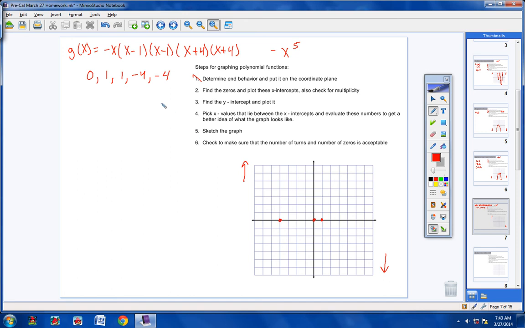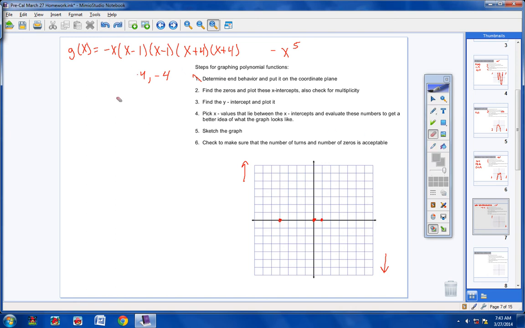Now, notice I have a multiplicity of 1 for the 0, but the 1 and the negative 4 both have multiplicity of 2. There's 2 1s and 2 negative 4s. So both of these x-intercepts here and here are going to be tangent x-intercepts. So please don't forget that, okay?